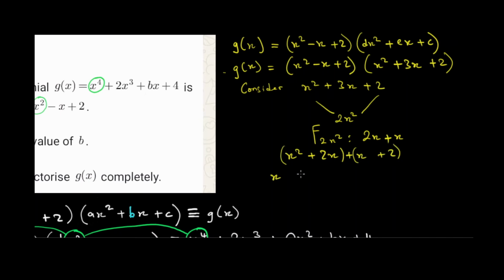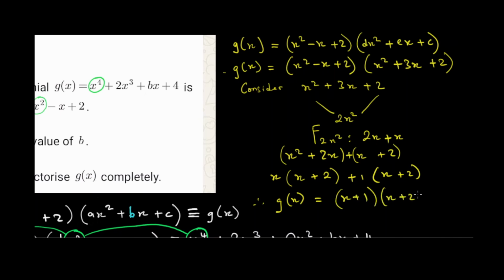Factor out x in the first case. Yovachi x plus 2, then plus 1, x plus 2. Therefore, factorizing completely, g of x is equal to x plus 1, x plus 2, x squared minus x plus 2, like this. This will be the complete answer.